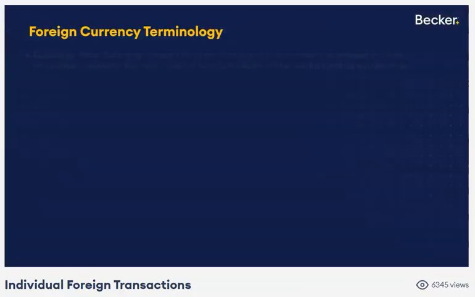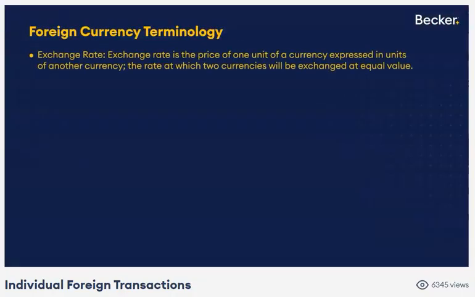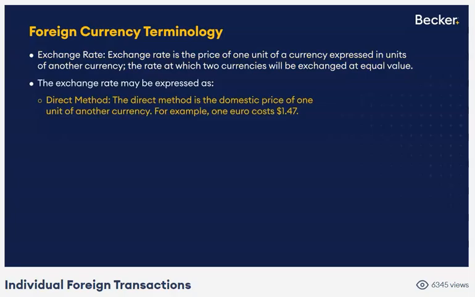All right, so foreign currency terminology. Again, unless you're told specifically otherwise, the U.S. dollar is going to be our domestic currency. The exchange rate is the rate at which two currencies will be exchanged at equal value. There's two ways of doing it, the direct or indirect method. No big deal. One's just the reciprocal of the other. But you need to know what's the direct method. Anytime the domestic currency is in the numerator. So if the domestic currency is in the numerator, they're quoting the exchange rate using the direct method.